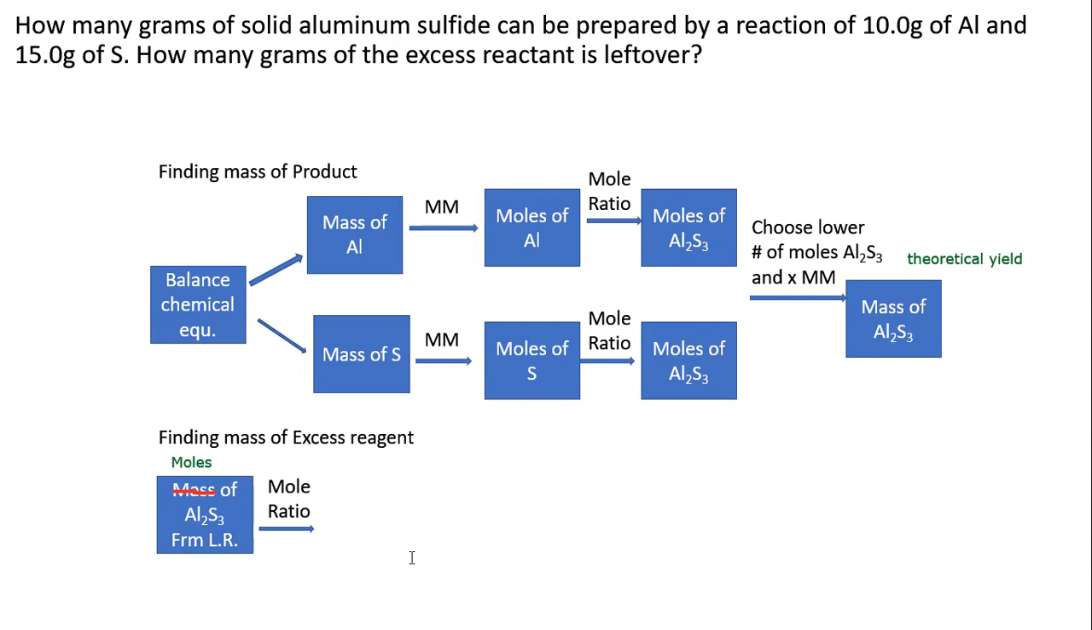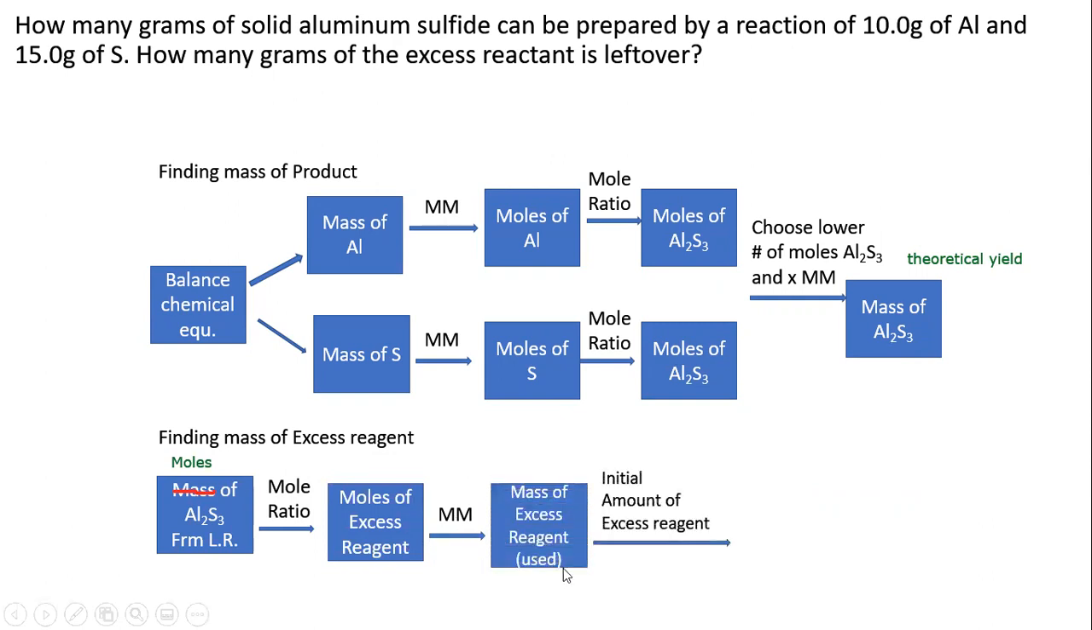So you take the moles of product produced by the limiting reagent, use the mole ratio, and convert it to moles of the excess reagent. Once you do that, you're going to convert this to mass of excess reagent. And again, this is how much of the excess reagent is used. Once we have that, we can subtract it from the initial amount and we get the mass of excess reagent left over. So this is the general process we're going to do for this problem and also problems similar to this. So now let's look at the actual calculations.